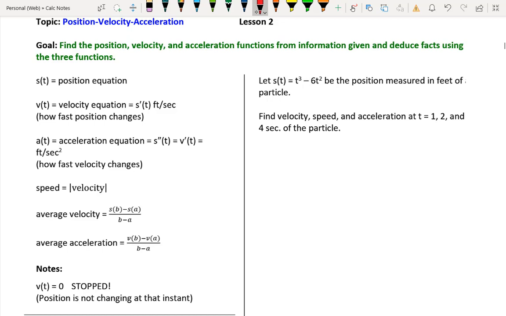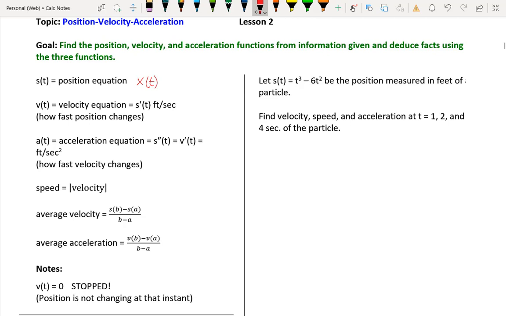So when we talk about position, our position function is s of t. If they give you an s of t, that's the position function, and it may say something like, let s of t be the position. You might also see x of t. That's sometimes used for position as well.